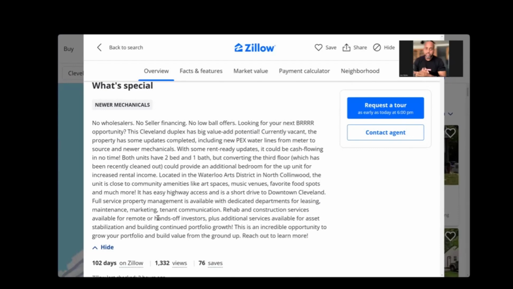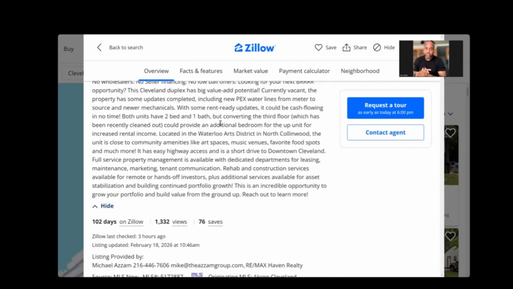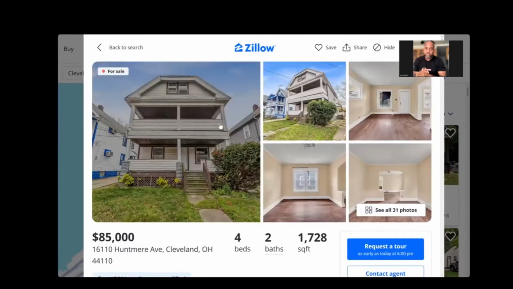This is an incredible opportunity to grow your portfolio and build value from the ground up. Real estate is the vehicle, man. This is it. This is your beginning to wealth building, as most people would say. All right, let's see what it's worth.